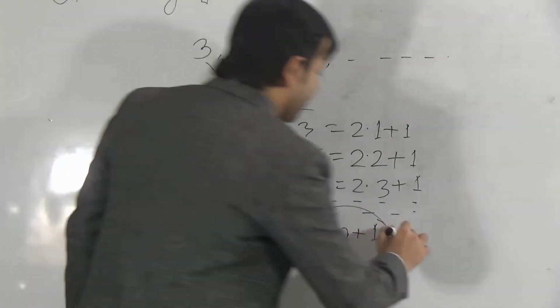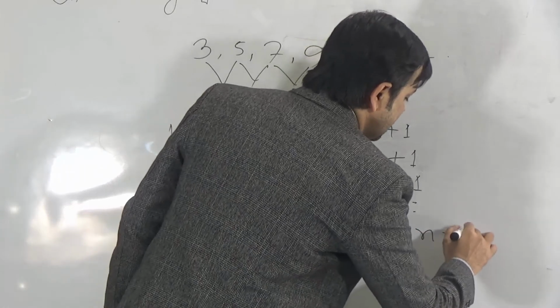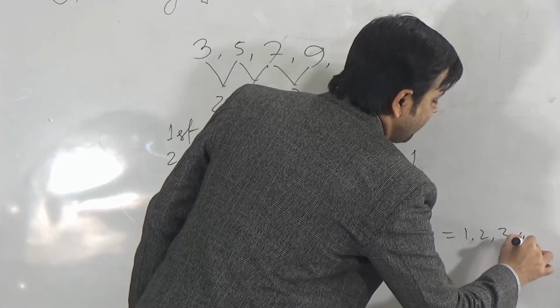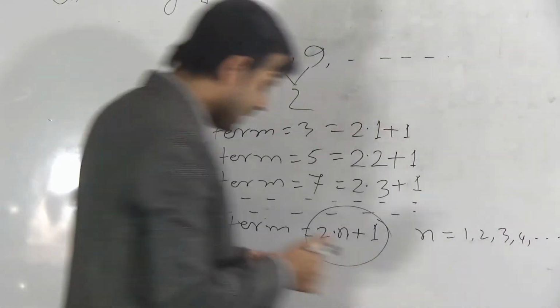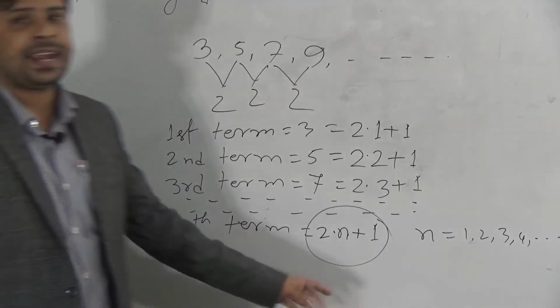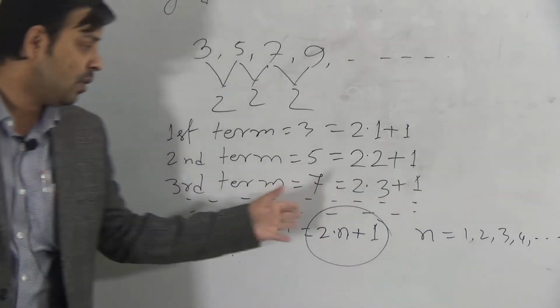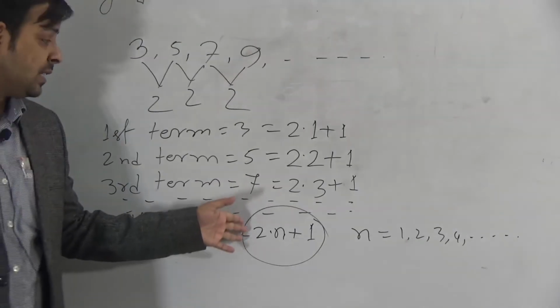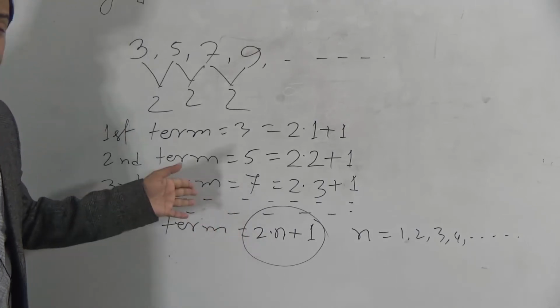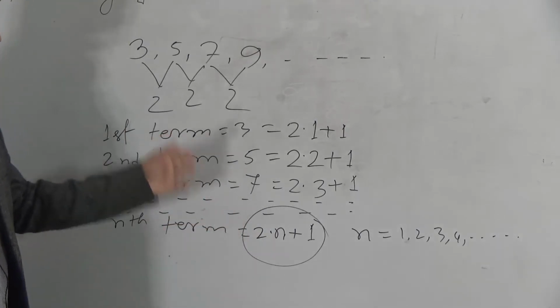Here the value of n is 1, 2, 3, 4. In this way it means all the natural numbers are the value of n. Okay, dear students, I hope you have understood the technique.